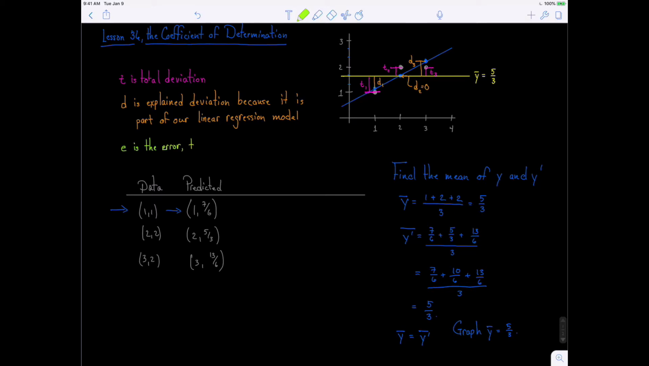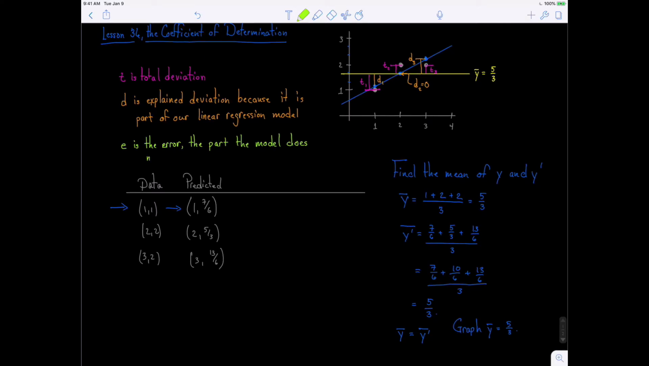It's the part the model does not cover, or the part the model does not account for.